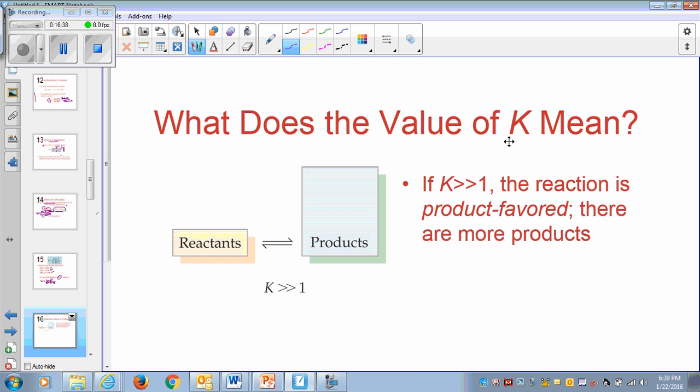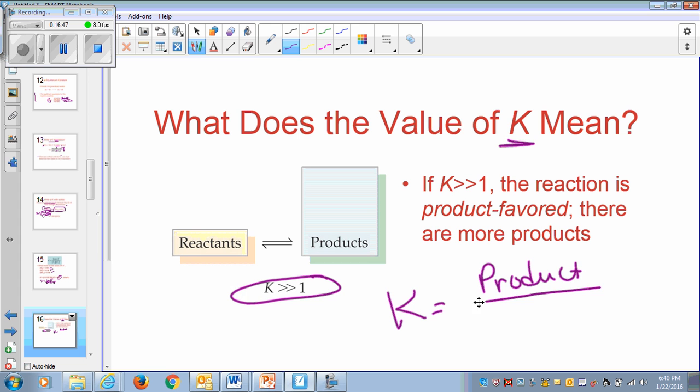What does the value of K actually mean? If my K is bigger than 1, because if you understand, it is the product over reactant. So common sense tells you, if I have a bigger number here and a smaller number here, my answer is 3. So if the K is 1 or larger than 1, that means my reaction is favoring the product. So I have more products than reactants. The reaction is about to complete, or it's in the process of completion, because I have more products.